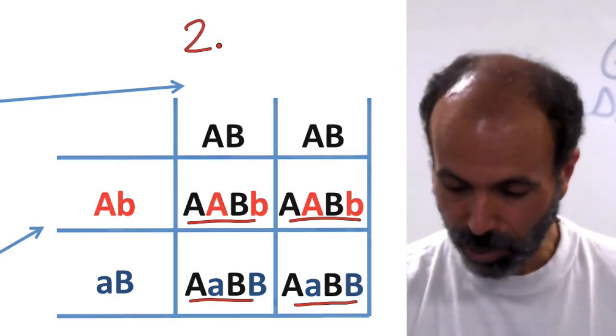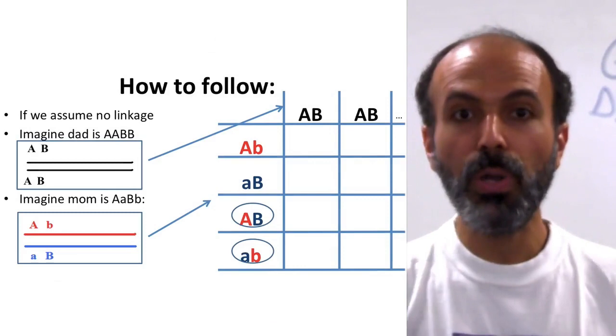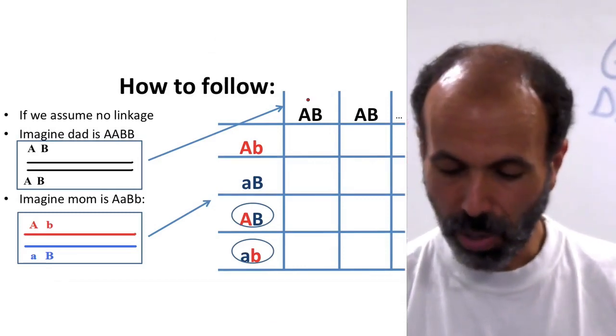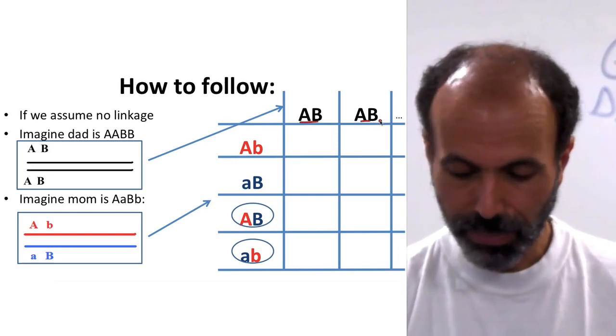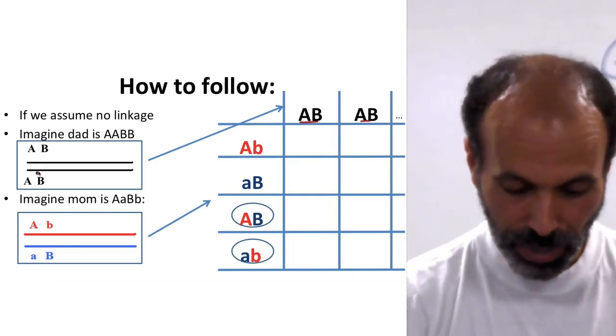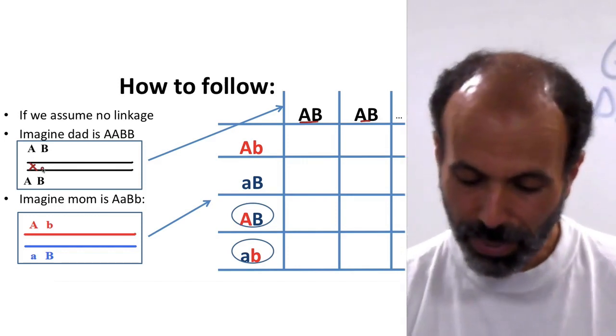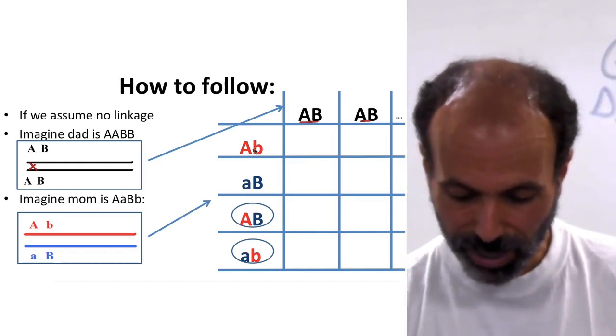What would happen if, in contrast, there was no linkage? What would happen then? Well, again, dad is always going to be giving big A, big B, right? Because that's all he can ever give. Even if he did have a recombination event, we would never know because it would always still be big A, big B. But in this case, mom has more things she can give.